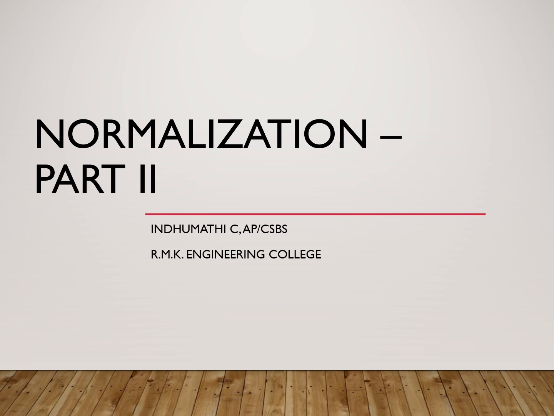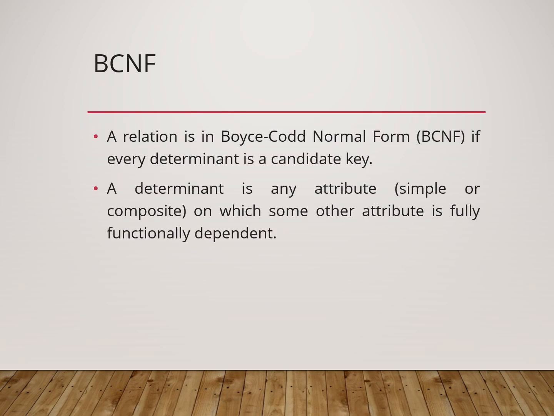We already saw first normal form, second normal form, and third normal form. Now we'll see BCNF, fourth normal form, and fifth normal form. BCNF is Boyce-Codd normal form. If every determinant is a candidate key, then that relation is in BCNF. A determinant is any attribute, simple or composite, on which some other attribute is fully functionally dependent.